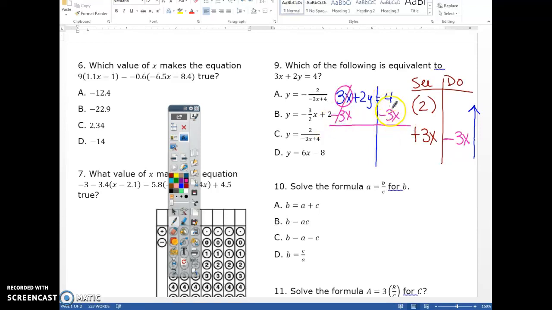Do you combine these two? No, because one has an x, the other one doesn't. So you just write it like you hear it. And it says 4 minus 3x, so you're going to write 4 minus 3x. Bring down the 2y equals. And then the last step is to do what? What's the last step? Divide by 2 everywhere. So divide this by 2, divide this by 2, divide this by 2, cancel the 2.